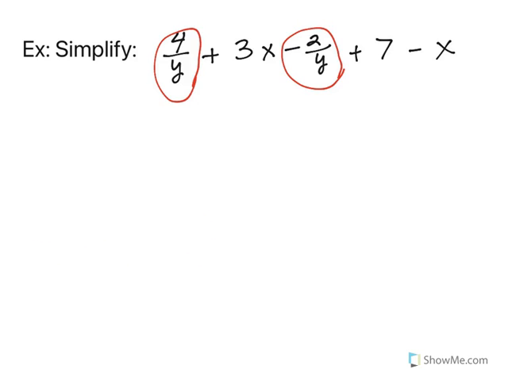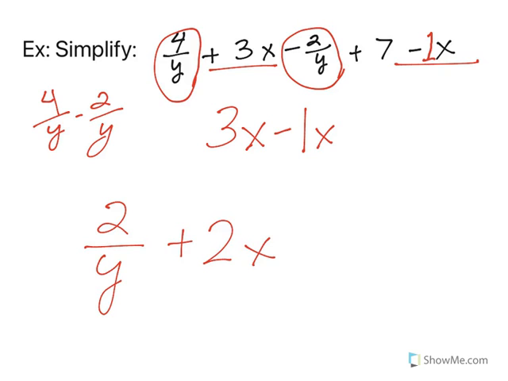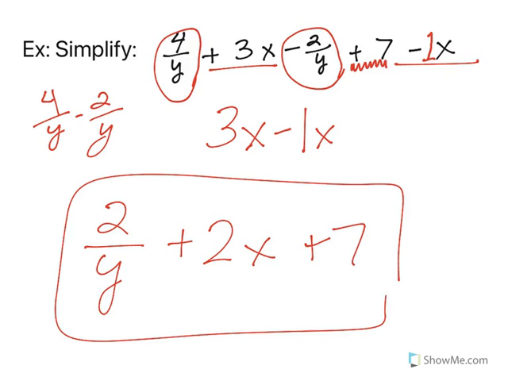So when I come up here and say, okay, I have 4 over y minus 2 over y, the denominator stays the same, I subtract my numerators, and I'm just left with 2 over y. Then let's also look at 3x minus x. Don't forget, if there's no number in front of the x, it's automatically a 1. So this is the same as 3x minus 1x, which is 3 minus 1 is 2, so 2x. And again, we've just got the lone constant plus 7.